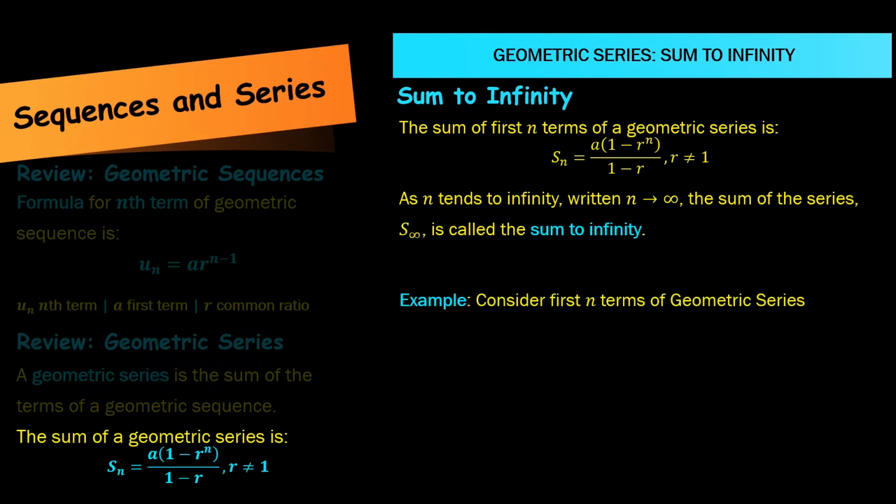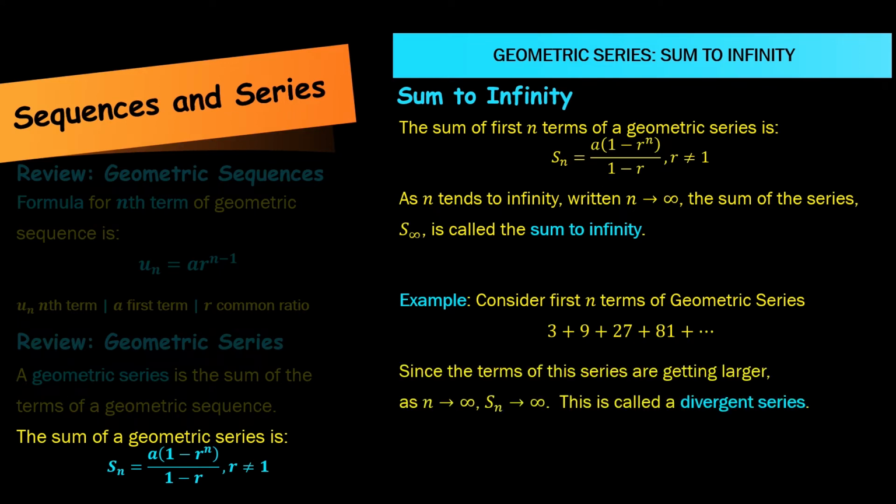Let's take a look at an example. Consider the first n terms of a geometric series, which looks like this. So 3 plus 9 plus 27 plus 81 plus, and so on. Since the terms of this series are getting larger, as n tends to infinity, we have that s subscript n also tends to infinity. And this is called a divergent series.